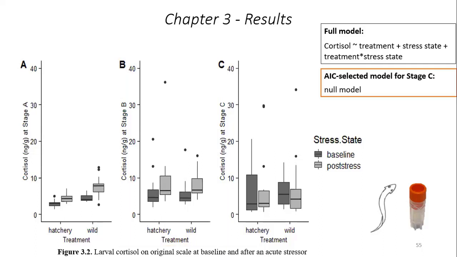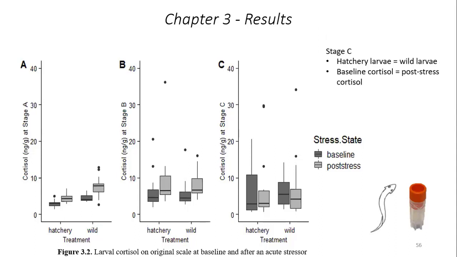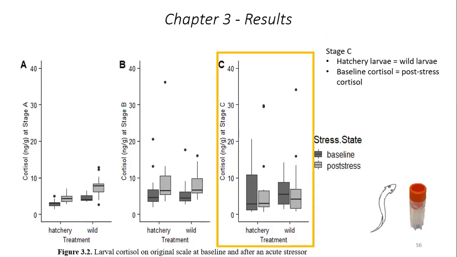And then looking at stage C, the AIC selected model was actually the null model with no variables. And here are the ANOVA results. So I saw that there was no difference between the two treatments, and there was also no cortisol spike for either of the treatments. So both of these groups actually stopped physiologically responding to stress.